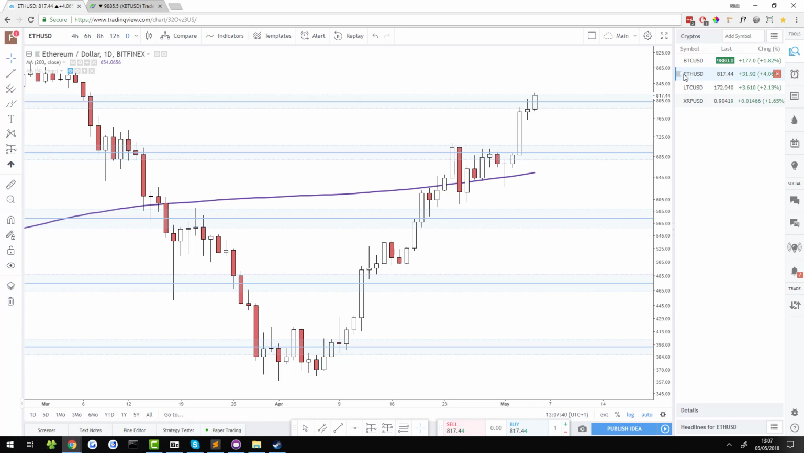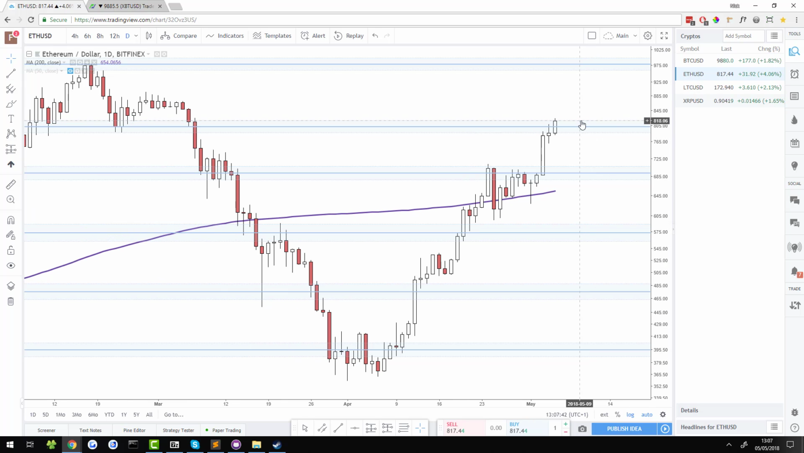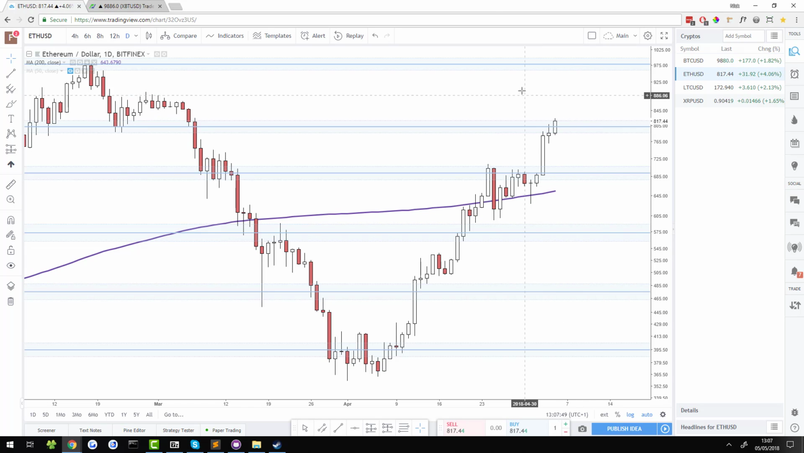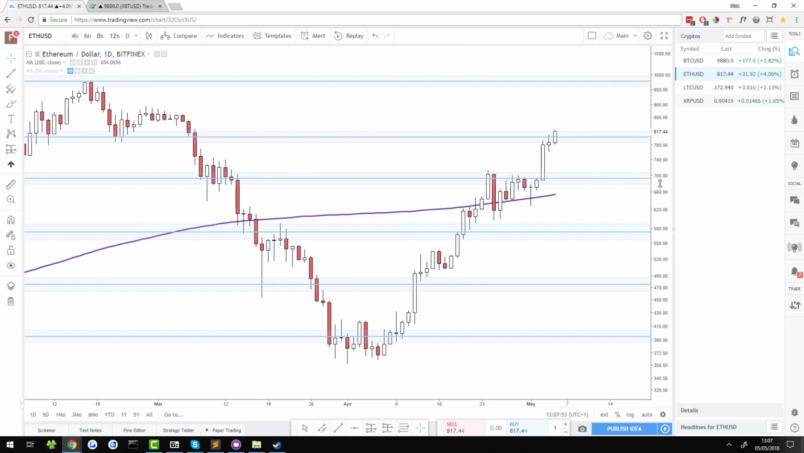As for the other cryptos, they're pretty much doing the same thing as BTC USD. There's not that much difference. They're almost mirror images of each other. Ether is looking slightly different. Ether is looking quite good right now.